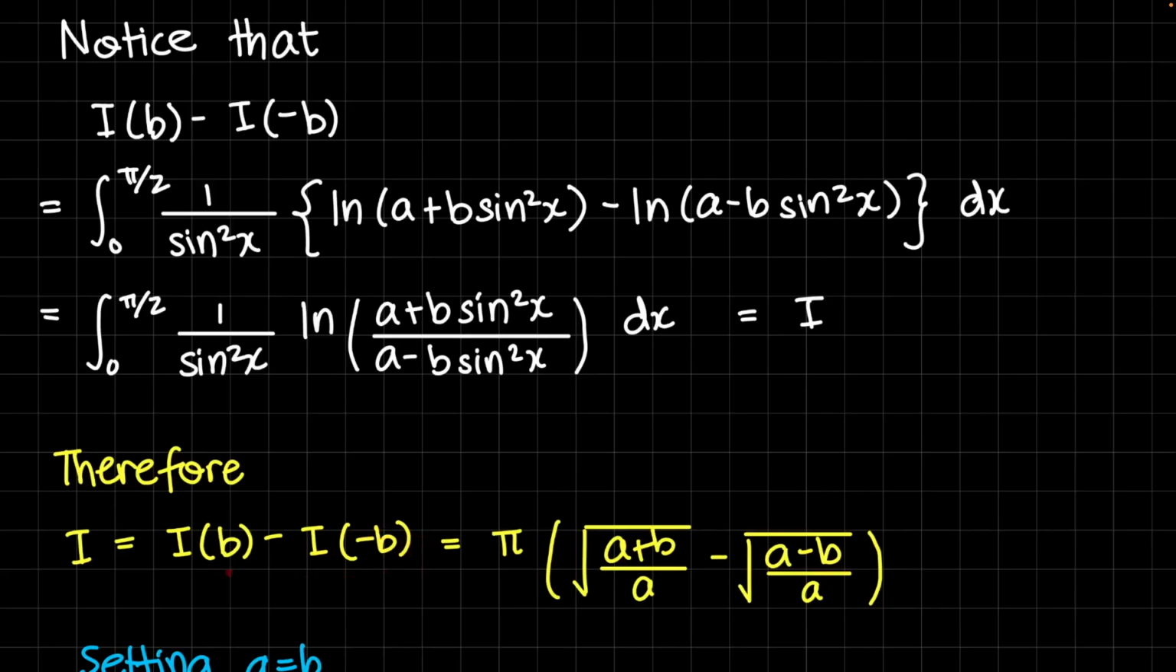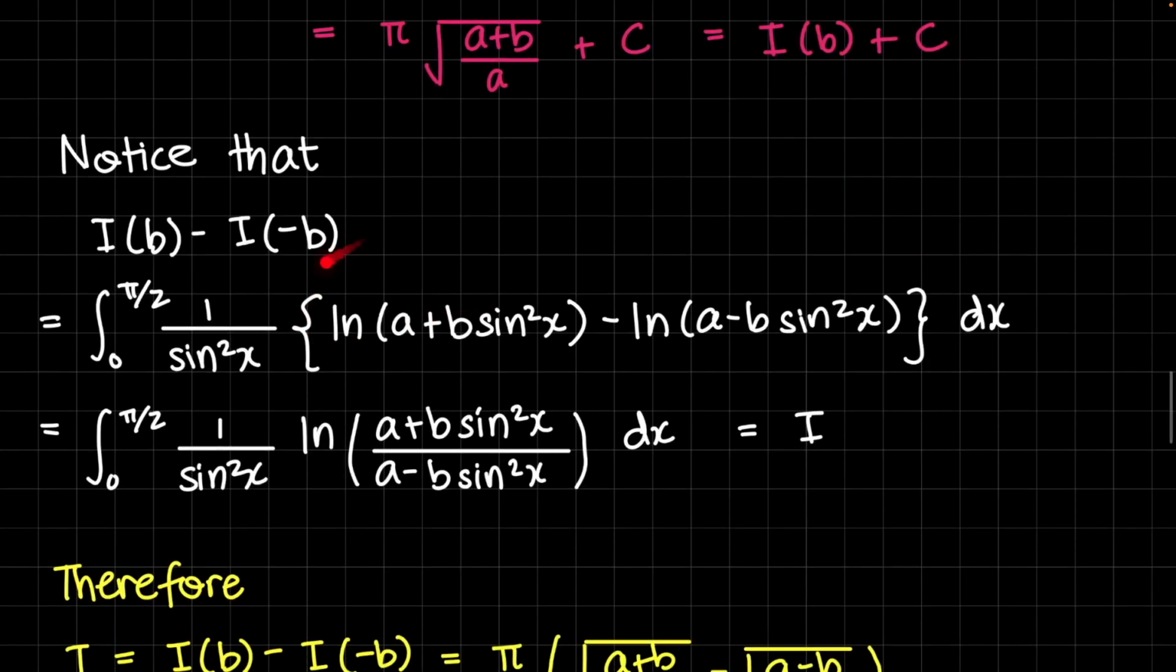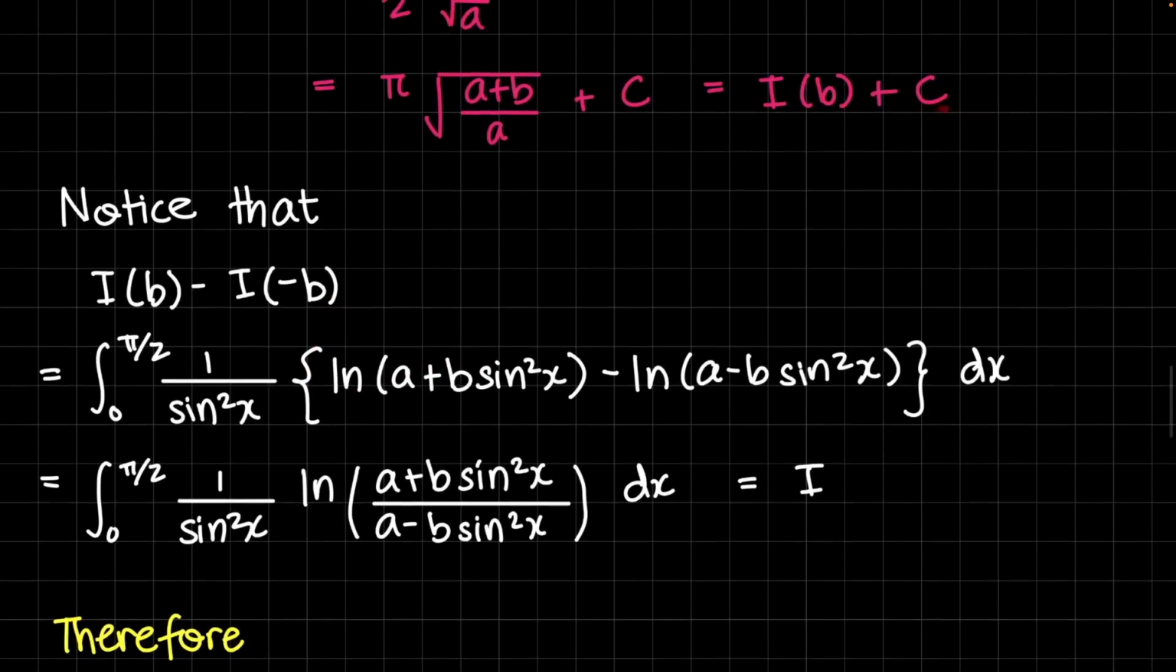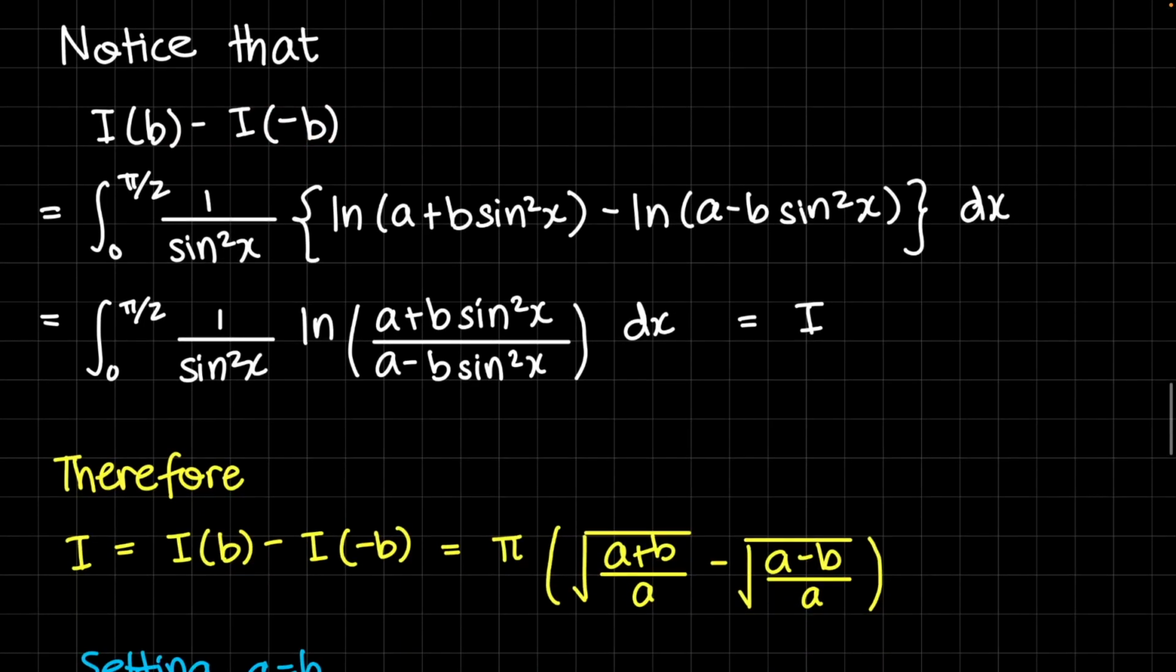We know what I of b and I of minus b are up to a constant of integration c, and when we take the difference, that constant of integration will cancel out because it's the same for both I of b and I of minus b. The constant of integration is the same for the same function. So that cancels and we just get pi times the square root of (a plus b) over a minus the square root of (a minus b) over a.